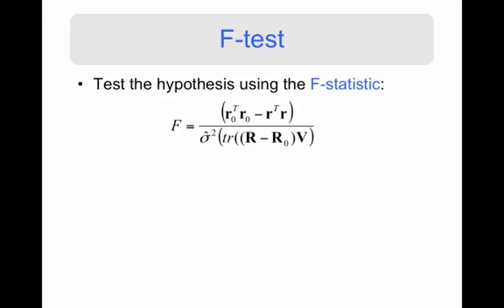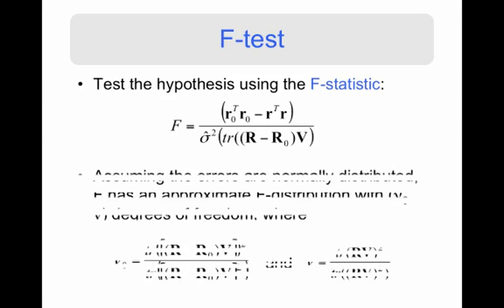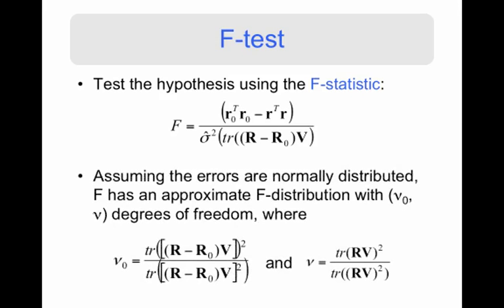Now the F statistic takes the following format, and as you'll see, it depends on the residuals R0 from the reduced model, the residuals R from the full model, the residual inducing matrix capital R from the full model, and the residual inducing matrix from the reduced model R0. And assuming that the errors are normally distributed, F has an approximate F distribution with the degrees of freedom given by the following formulas. So we can use this information to, again, threshold the images and calculate p-values.